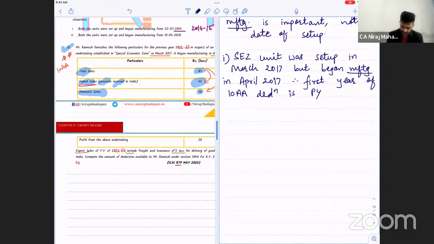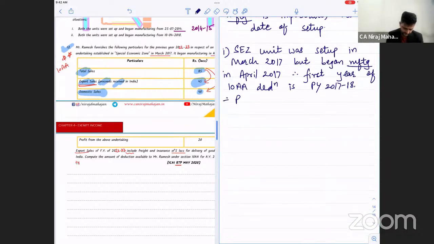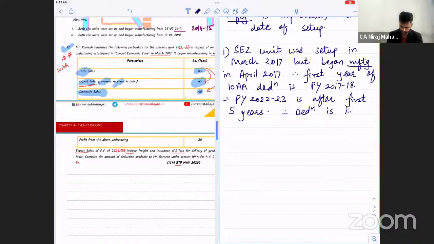Yes. Now, since we have established it is 17-18, then 18-19, 19-20, 20-21, 21-22. Still, are we able to catch it? Therefore, PY 22-23 is after what? After the first 5 years. Therefore, the deduction is limited to 50%.